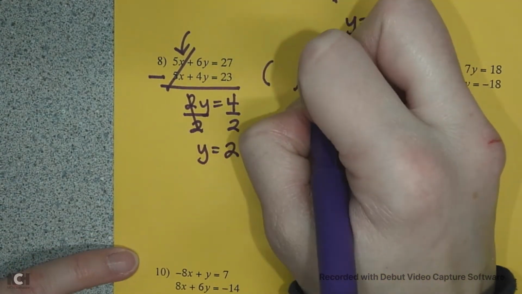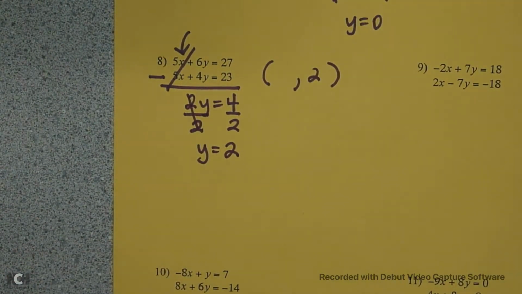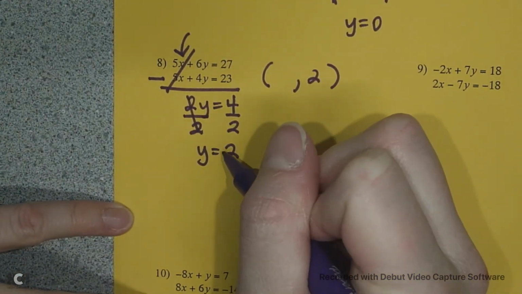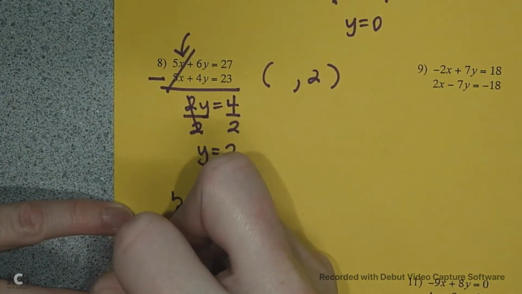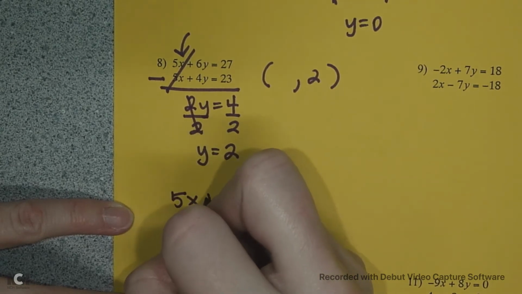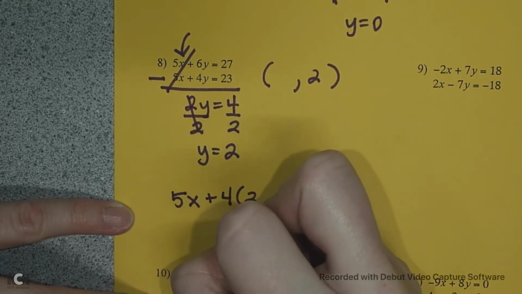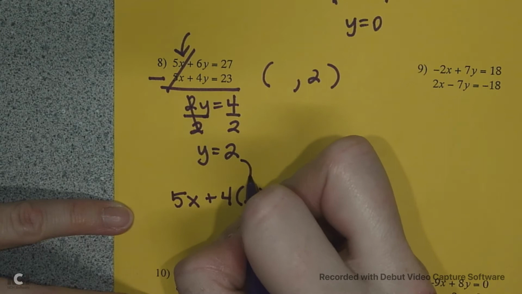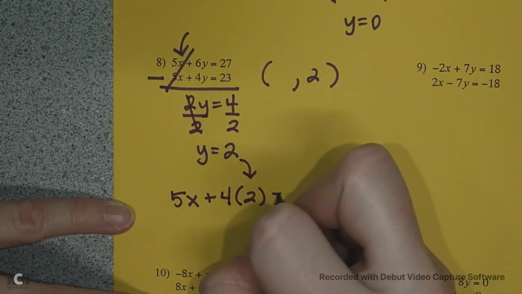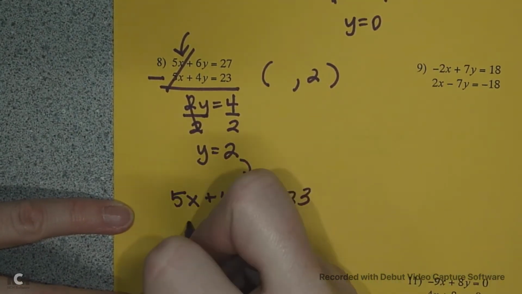So that is half of our answer. Notice I don't have any decimals on these guys. After you get your first answer, you're going to plug it back in. It does not matter. I'm going to pick the second equation because it seems a tiny bit smaller. Take out the y and replace it with what y equals, which is 2, and then solve for x.